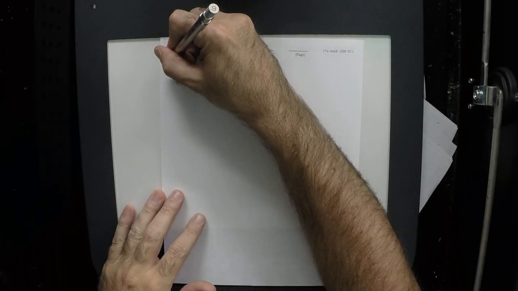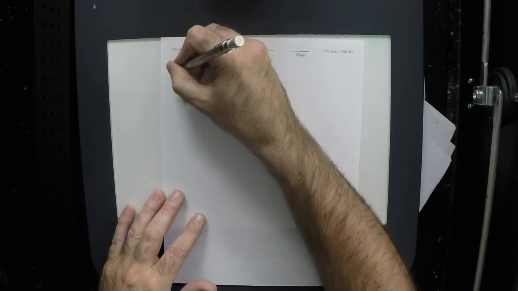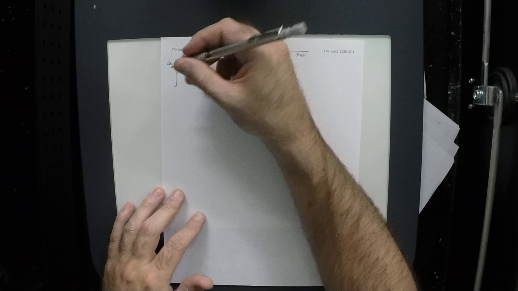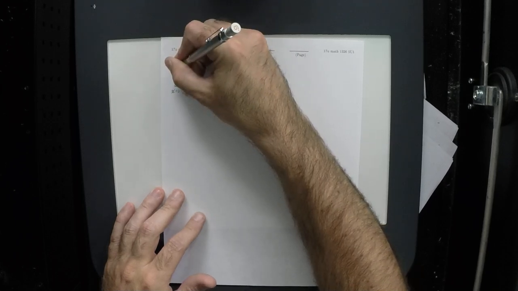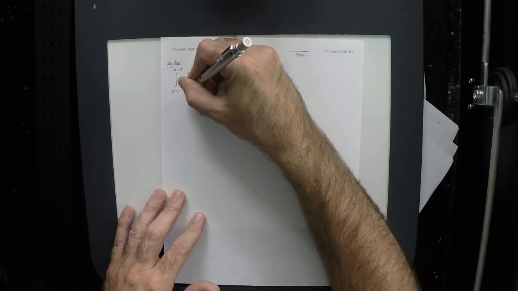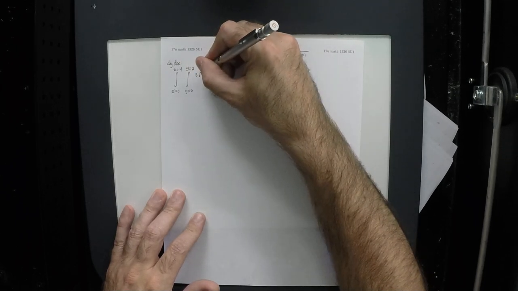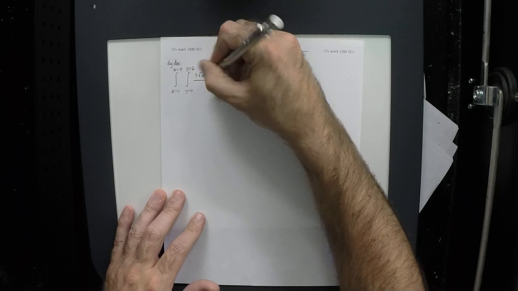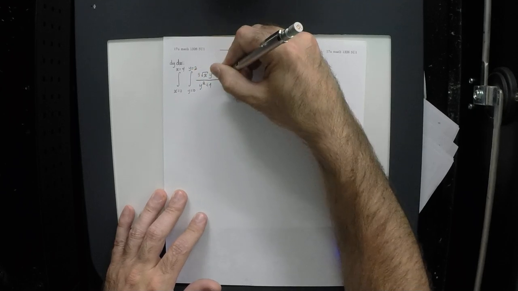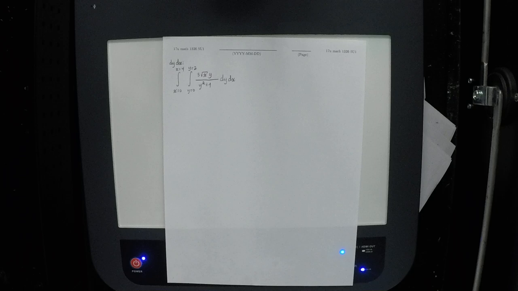So let's do the next half. So now it was dy dx. And it's from x is 0 to x is 4, y is 0 to y is 2, 3 square root x, y over y squared plus 1, dy dx. Okay, so what do we need to do?